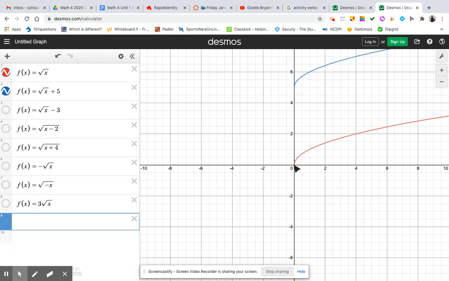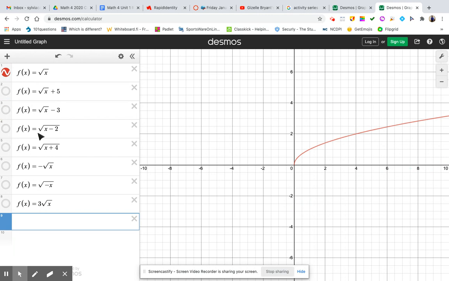So I started at the origin. The blue one popped up. It moved the whole thing up 5 units. Same thing that we saw with the quadratic. Notice what happens when I activate number 3. I got the square root of x minus 3. That one is going to go down 3. So it moved down 3 from where we started, and I can see that from my equation as well.